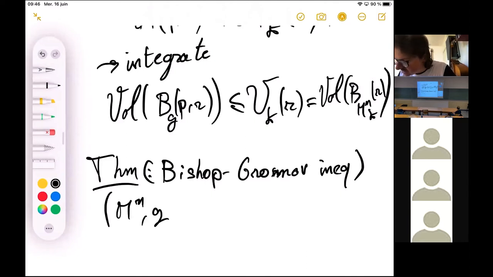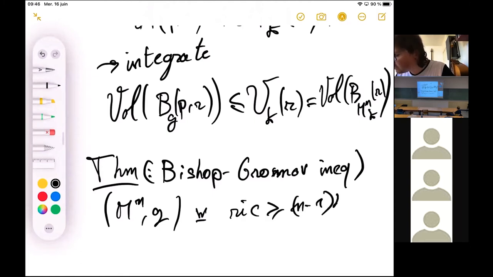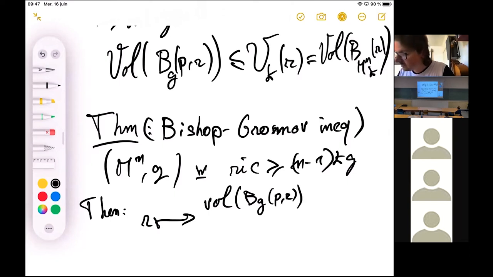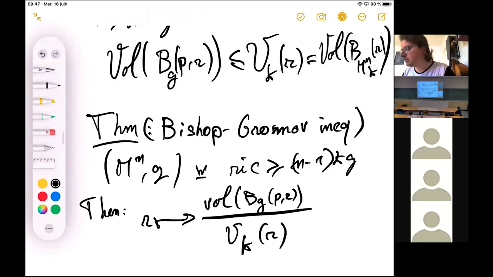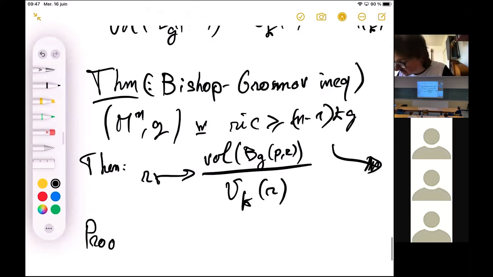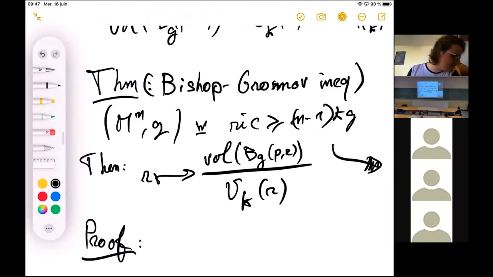Once again, let (M, g) have Ricci greater than (n-1)k g. Then the ratio of the Riemannian volume of balls over the Riemannian volume of balls in the model space is once again non-increasing. The proof could actually make a nice exercise for a calculus class.